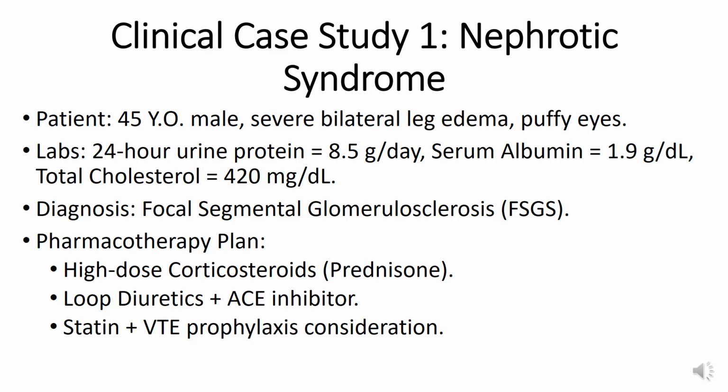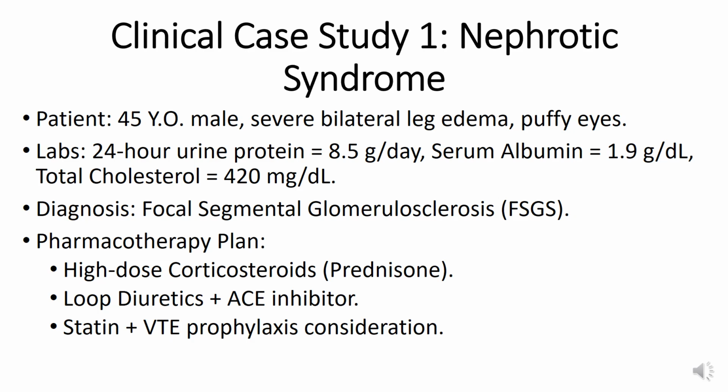Focal segmental glomerulosclerosis is an important cause of nephrotic syndrome in adults. It involves scarring of portions of the glomeruli. Over time, untreated disease may lead to progressive kidney damage. Now let's build a pharmacotherapy plan.